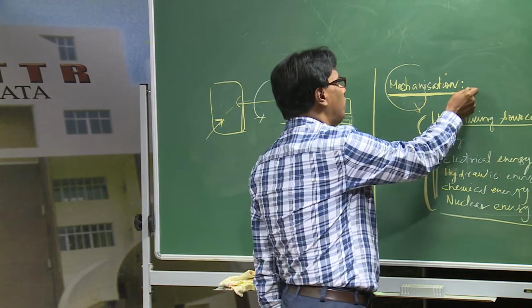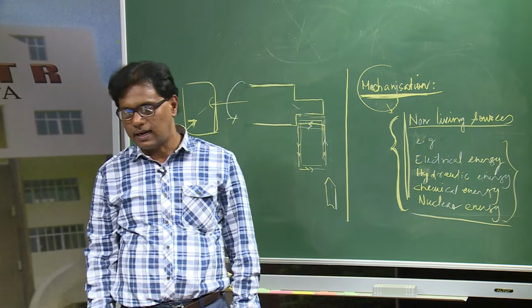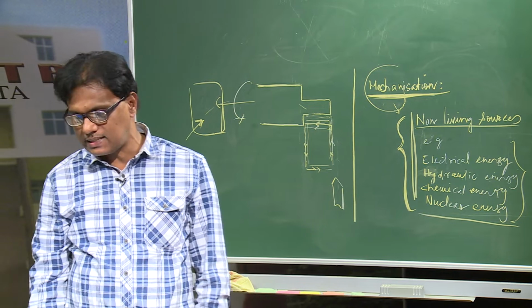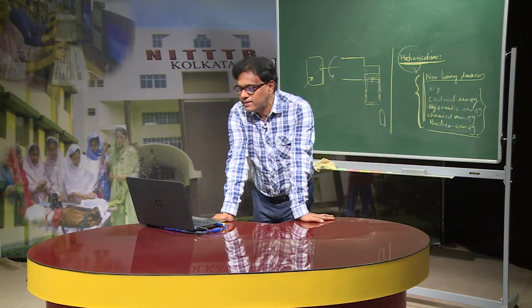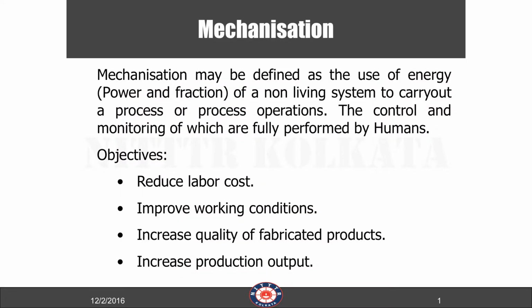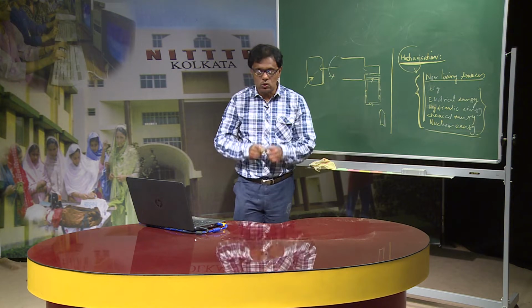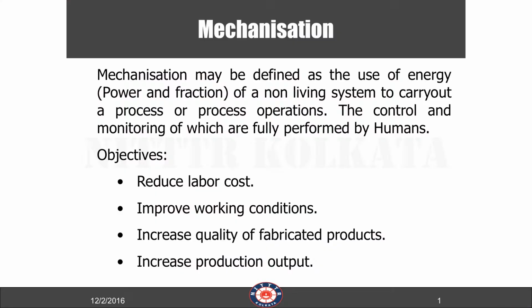Then how do I formally define mechanization? Mechanization may be defined as the use of energy of a non-living system to carry out a process or process operations, wherein, as I told you, the control and monitoring are fully performed by humans.